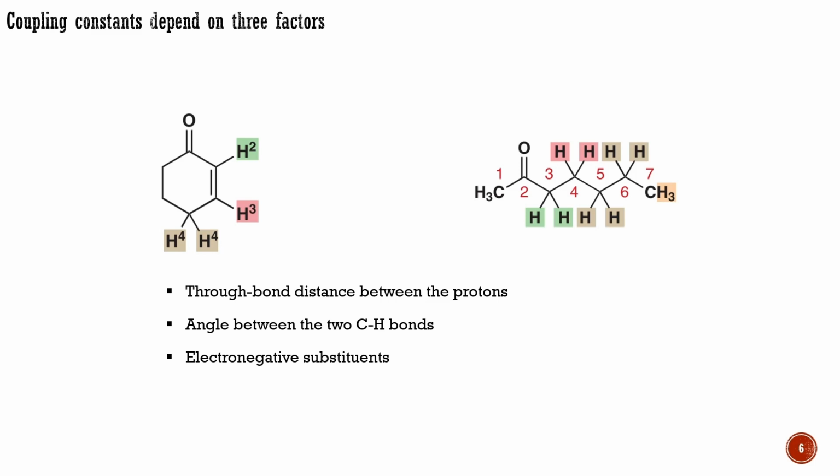In general, the most important factors affecting coupling constants are the distance between the protons, the angle between the two CH bonds, and the presence of electronegative substituents. The coupling constants we have seen so far have all been between hydrogen atoms on neighboring carbon atoms. In other words, the coupling is through 3 bonds, hydrogen-carbon-carbon-hydrogen, and is designated as shown here.